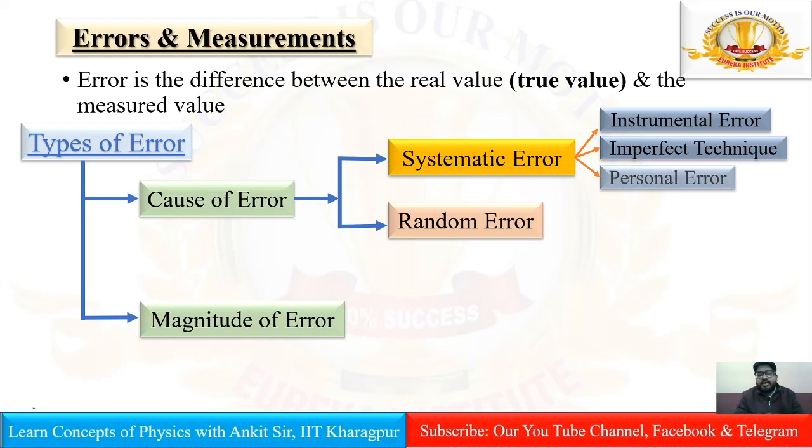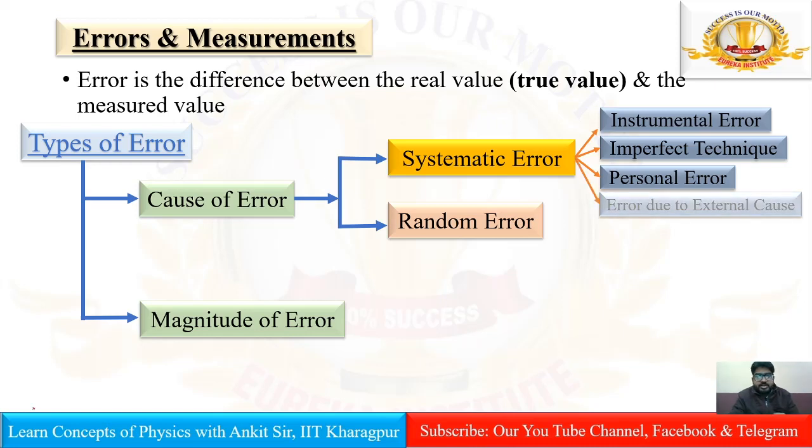Then the third type of error is a personal error. This personal error occurs due to the person who is conducting the experiment. For example, if he reads a glass-covered scale from different angles, then he finds different values due to the projection of the glass, and this type of error is also called a parallax error.